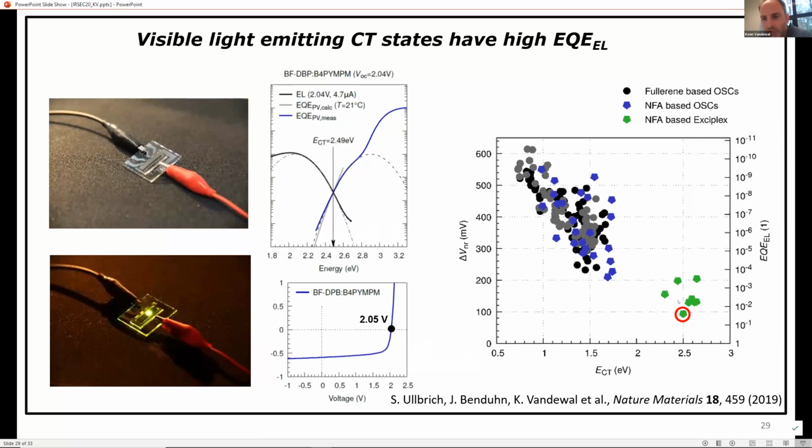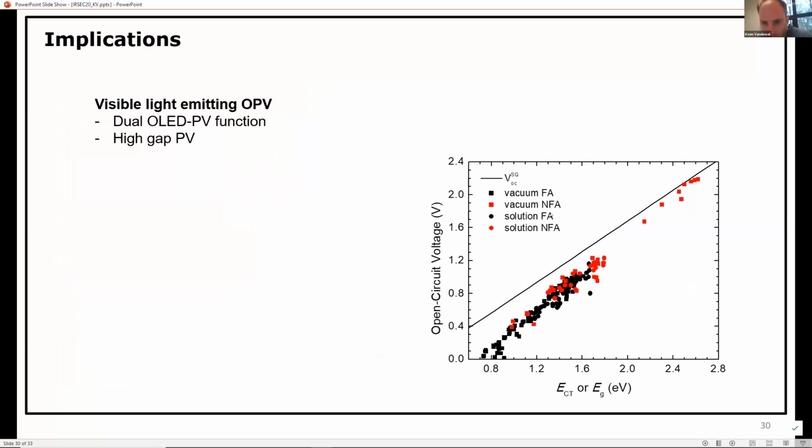So what we learned from this graph is it is possible to get low non-radiative voltage losses in the same range as perovskite solar cells, but we can only do this for very high gap organic materials, not for low gap organic materials.